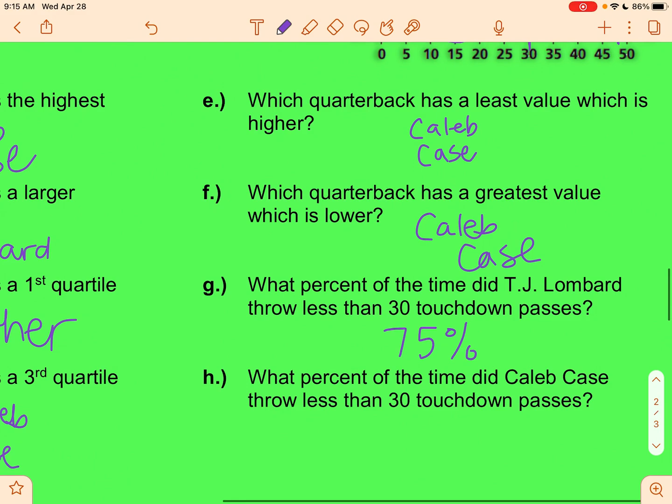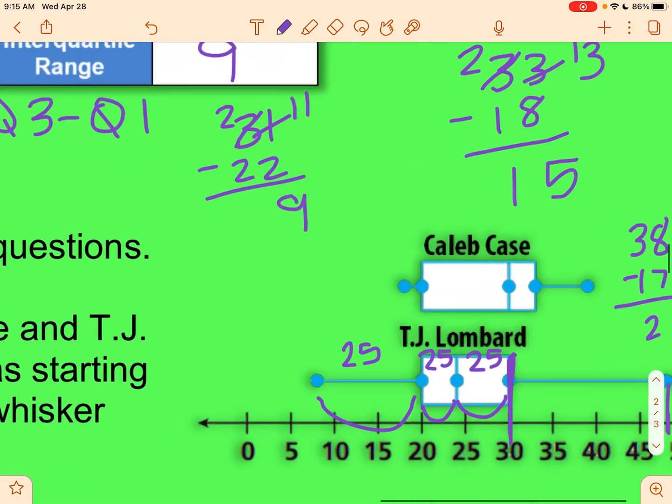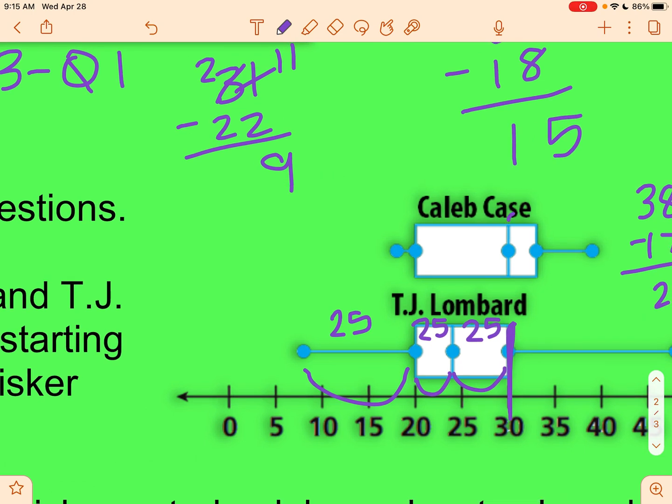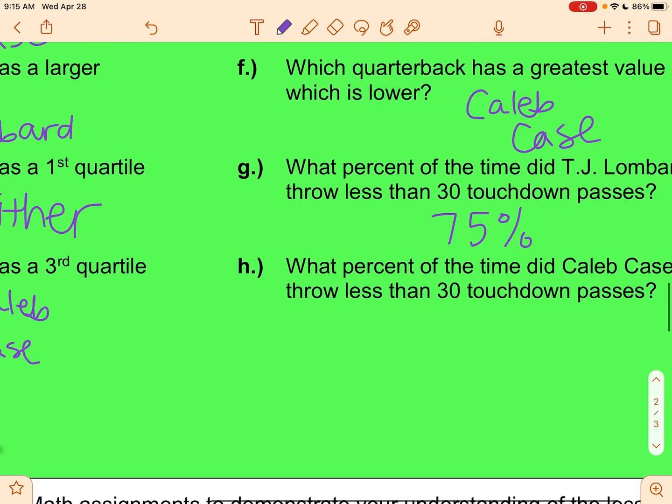So now we're going to do that same thing for Caleb Case. What percent of the time did Caleb throw less than 30 touchdown passes? Here's Caleb's 30. So again, from here to here, that's 25. From here to here, that's another 25. So how many is that? Right, that's 50%.